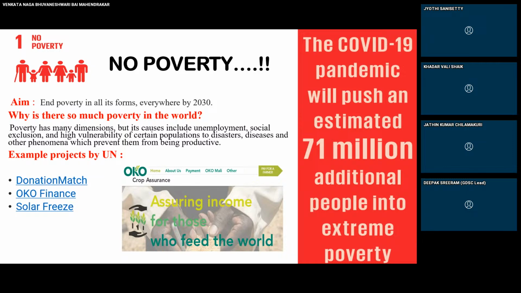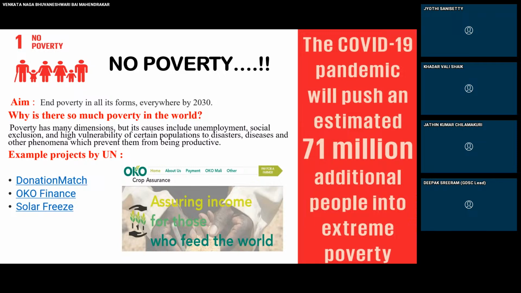So here, if you take Donation Match, it's an application that was developed by engineers like us in past years. If you go to the application and register, and you pay 1,000 rupees, the application will take your 1,000 rupees and give 2,000 to the people who are in need. So Donation Match works like that.